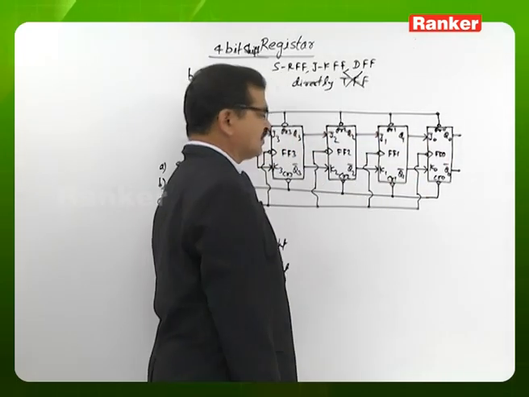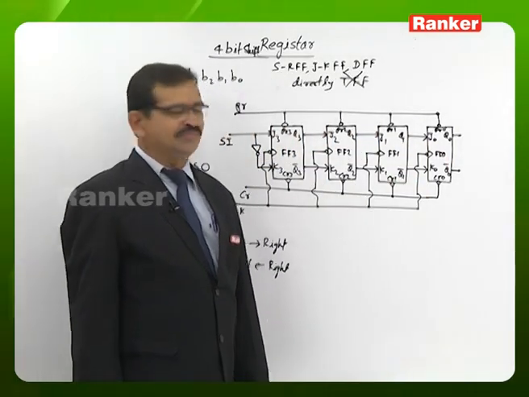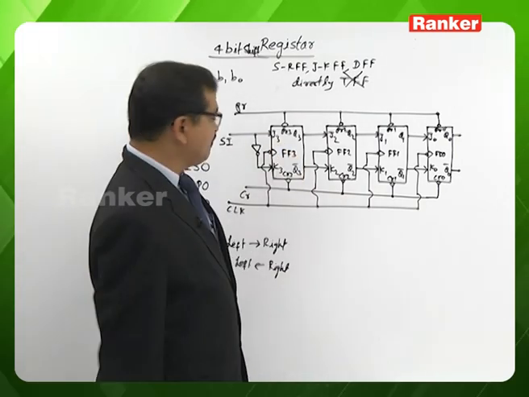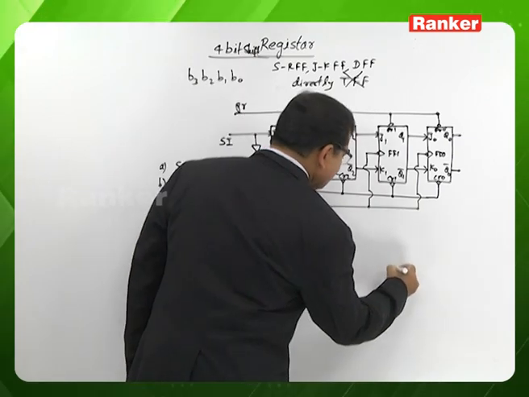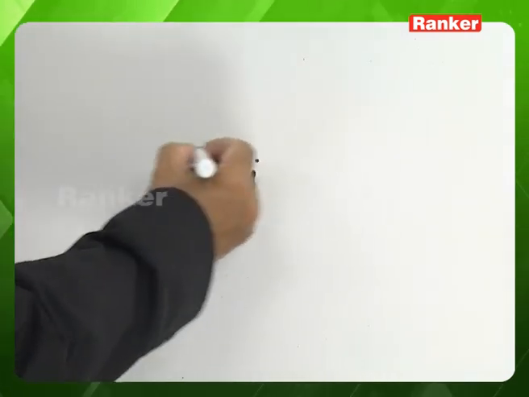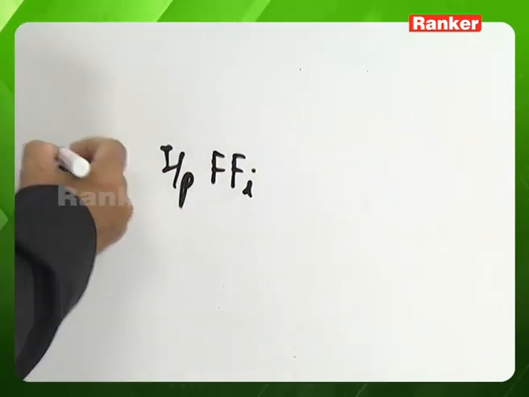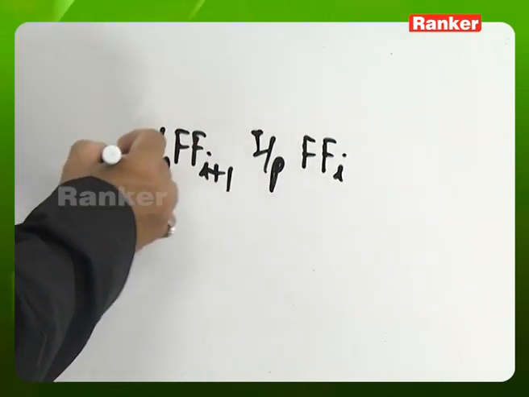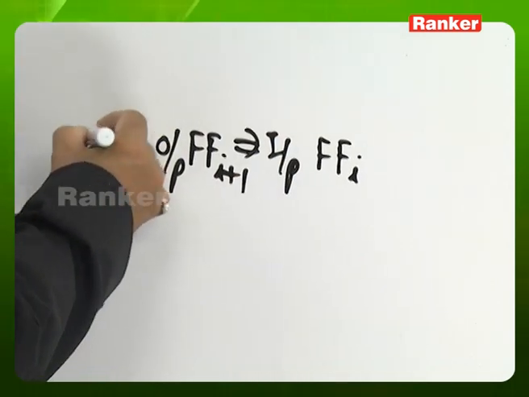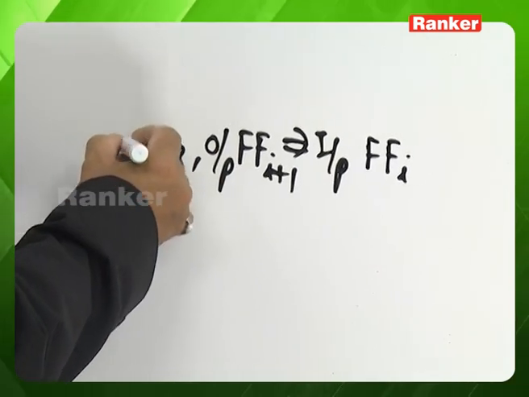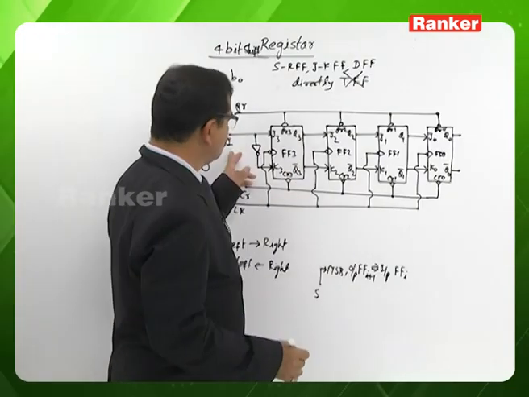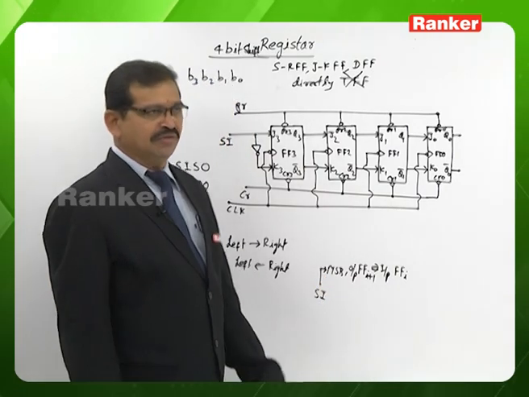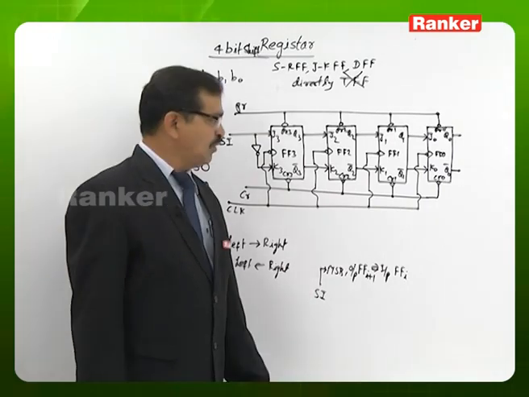So we are looking basically in this circuit, except this MSB flip-flop. For the remaining flip-flops, flip-flop I inputs are coming from the flip-flop I plus 1 output, and the MSB flip-flop has the input from the external source. This external terminal we are naming as serial input. These are the connections we are looking at in the circuit.